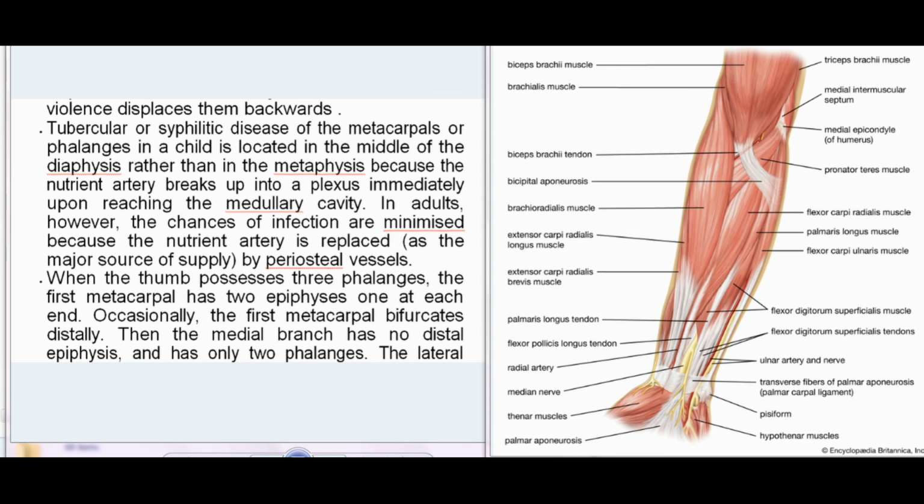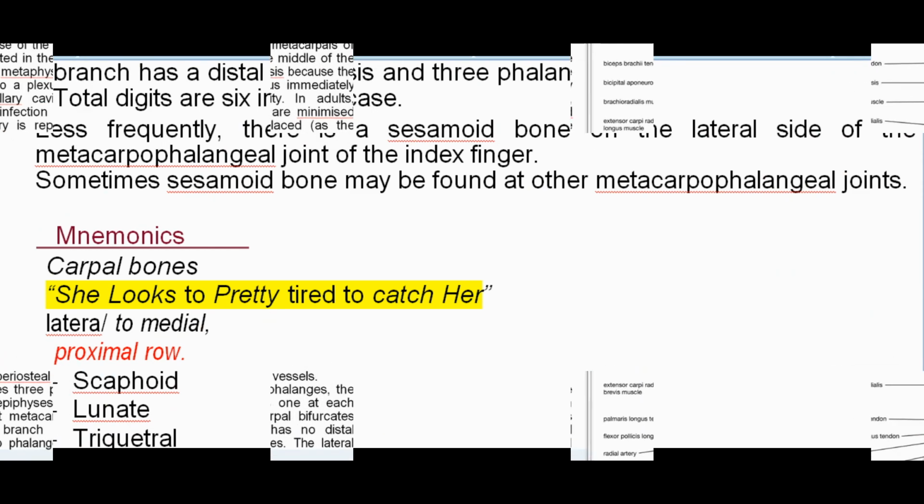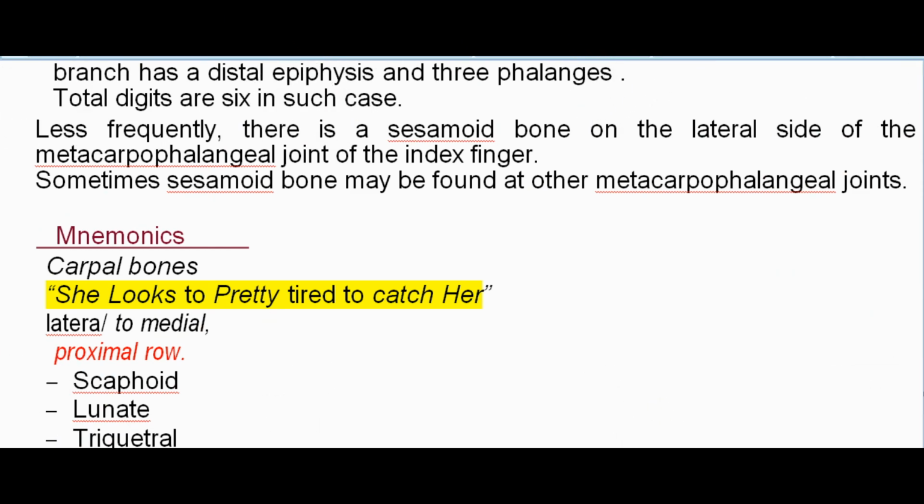Occasionally, the first metacarpal bifurcates distally. Then the medial branch has no distal epiphysis, and has only 2 phalanges. The lateral branch has a distal epiphysis and 3 phalanges. Total digits are 6 in such a case. Less frequently, there is a sesamoid bone on the lateral side of the metacarpophalangeal joint of the index finger. Sometimes a sesamoid bone may be found at other metacarpophalangeal joints.